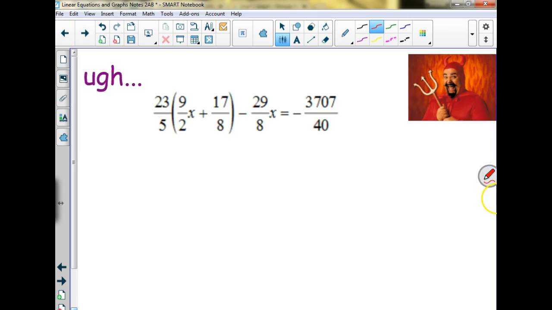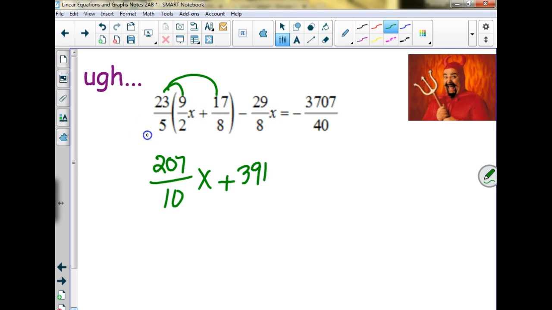Okay, I think I started this one yesterday. I don't know that we finished. Okay, then help me do it really fast for the video because I didn't even get this far yesterday in the other classes. So 23 times 9, somebody? And in the denominator, 5 times 2, 10. You want to distribute first or you're going to have problems. 23 times 17. And in the denominator, 5 times 8 is this. Now we're done with the distributing.